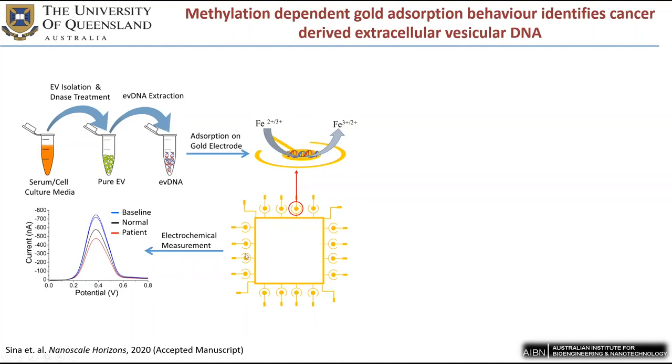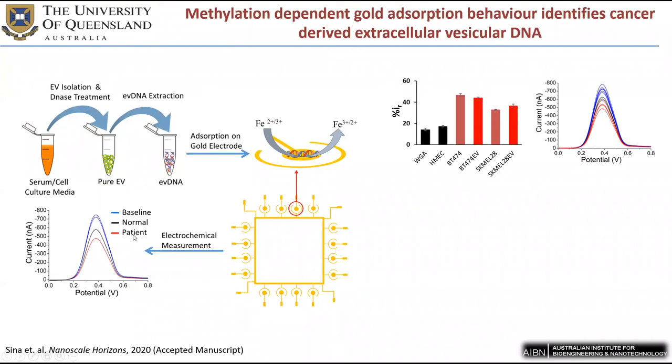In this paper, just published in Nanoscale Horizons, we took patient serum, isolated the EVs, pure EVs from the serum, and then extracted the EV DNA from the EVs, and then we adsorbed this DNA onto the gold surface. In this case, we used a microelectrode system, because the concentration of EV DNA is very, very low. So we really needed a highly sensitive surface, and we developed one to detect this EV DNA. As you can see, we can identify normal and patient EV DNA using this technique.